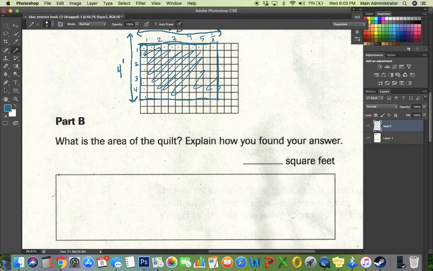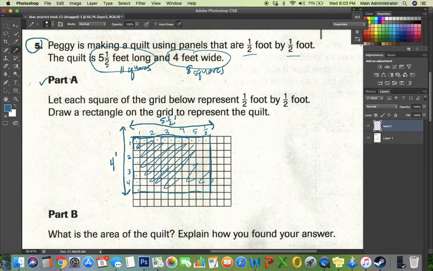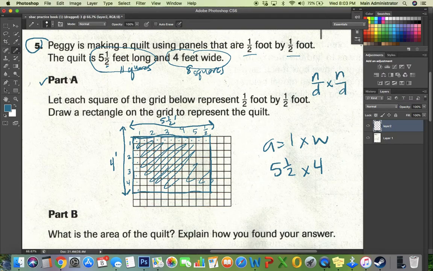Now, part B says, what is the area of the rectangle? Explain how you found your answer. I'm sorry, the area of the quilt. Explain how you found your answer. Well, we know area equals length times width. So we can go 5.5 times 4. And I know that when I multiply fractions, I have to have numerator over denominator times numerator over denominator. So I'm going to have to change this mixed number into an improper fraction. I'll do that by multiplying 5 times 2, that's 10, and adding one more is 11 over 2. And for this 4, I'm going to just put it over 1.